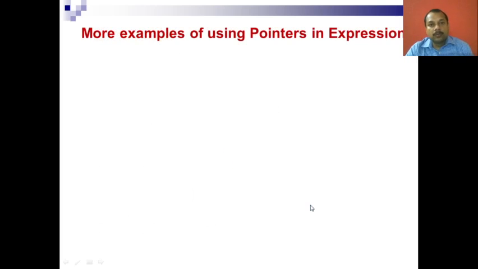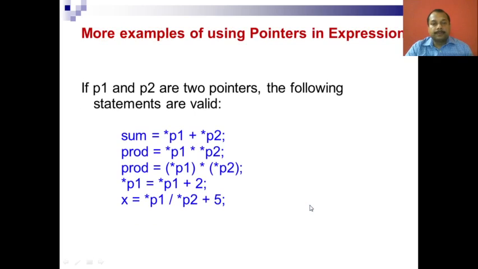Okay. More examples of pointers in expressions. If p1 and p2 are two integer pointers, they will be declared as star p1, comma, star p2. The following statements are valid. What is that? sum equals star p1 plus star p2. You agree that that is what we have discussed. So there is an indirection. You go to that location and you do that.